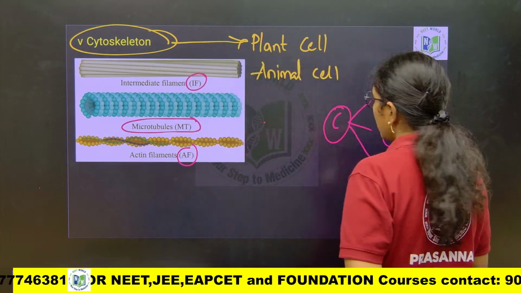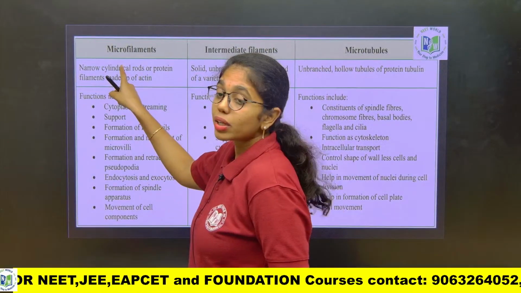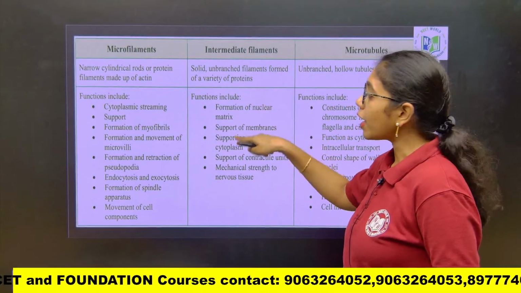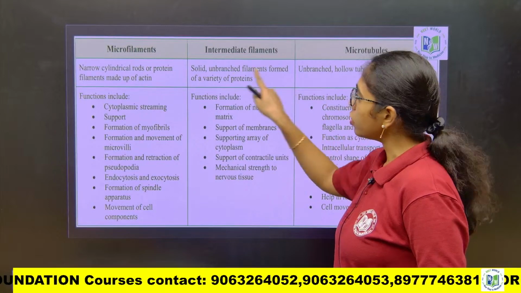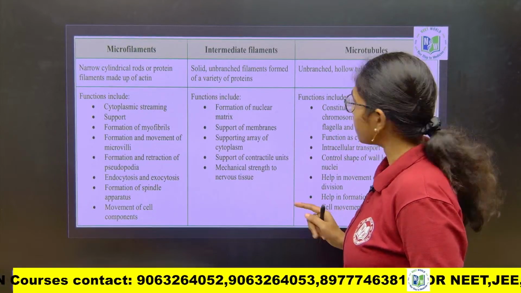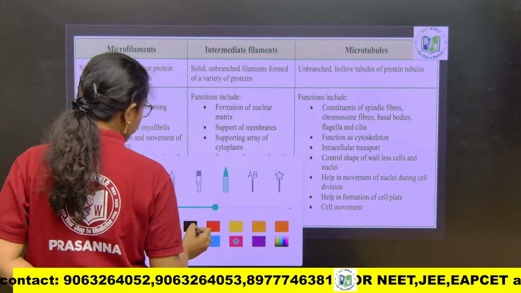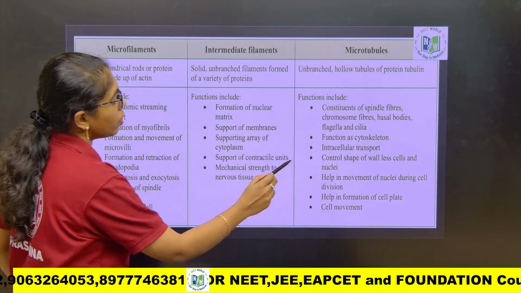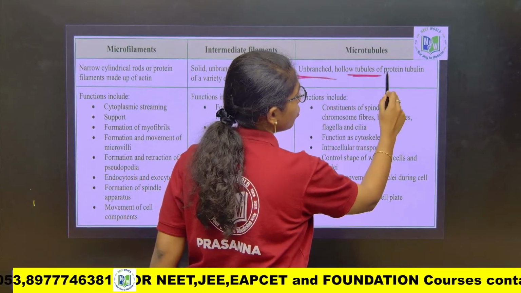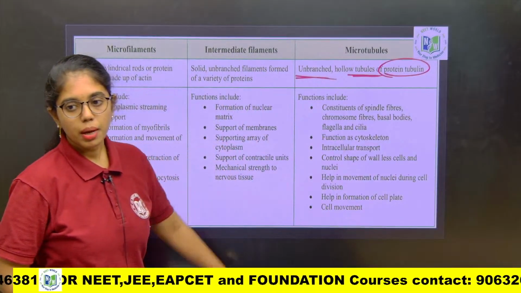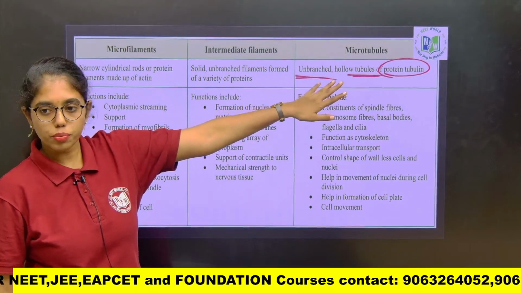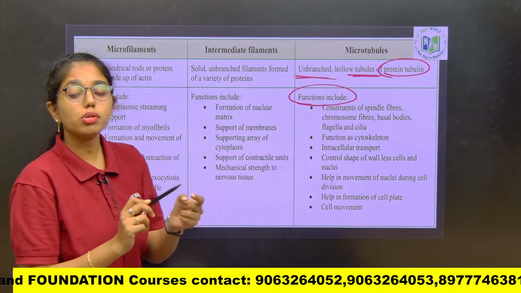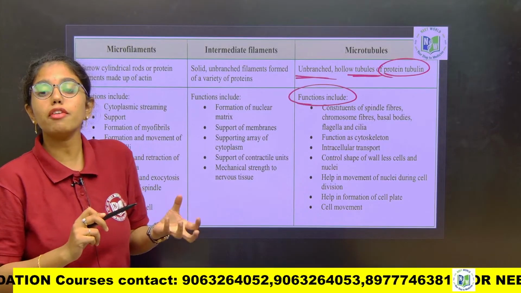From these three, what is more important to learn? You have to look into what are the proteins involved in microtubules, microfilaments and intermediary filaments, and what are the functions of each. Microtubules are unbranched hollow tubules made up of the protein tubulin. Microtubules are made up of what protein? Tubulin. Remember that.